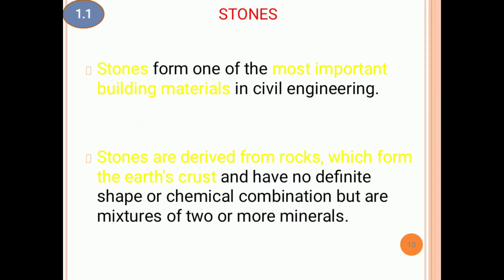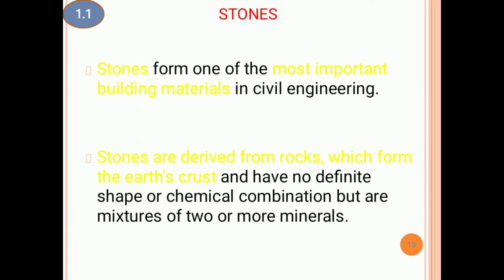Any material to be used in construction should be highly durable, have high density and be impervious in nature. Naturally, from the early stages, from ancient people onwards, the most widely used material is stones. Stones form one of the most important building materials for civil engineering. So from where are we getting the stones? Stones are derived from the rocks, and the place where we cut the stones is called the quarry.